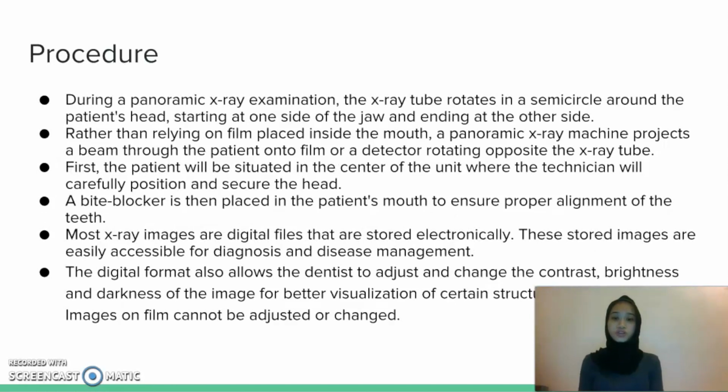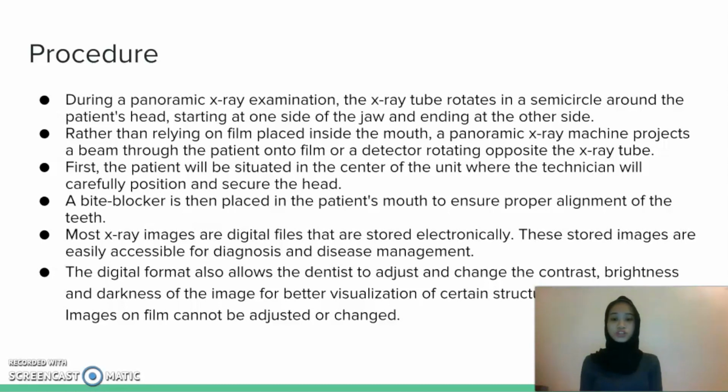During a panoramic X-ray examination, the X-ray tube rotates in a semicircle around the patient's head, starting at one side of the jaw and ending at the other side. Rather than relying on film placed inside the mouth, a panoramic X-ray machine projects a beam through the patient onto film or a detector rotating opposite the X-ray tube. First, the patient will be situated in the center of the unit, where the technician will carefully position and secure the head. A bite blocker is then placed in the patient's mouth to ensure proper alignment of the teeth.